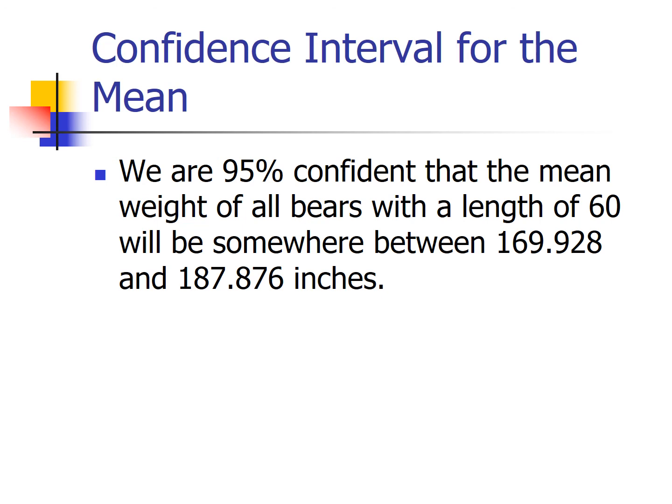Now, our confidence interval for the mean says this, and notice this is a much smaller, much more precise interval. It says that we are 95% confident that the mean weight of all bears with a length of 60 is somewhere between 169.928 and 187.876.